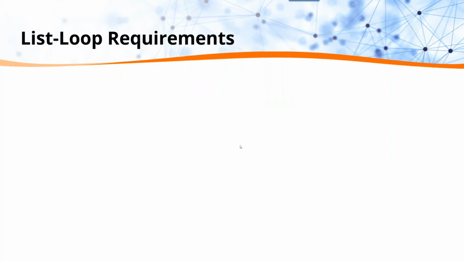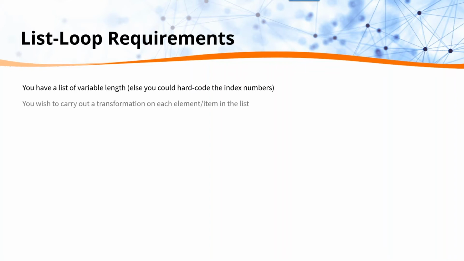But like Laura before, I'm just going to say that you don't always need to use a loop when you have a list. So what do you need? Well, obviously you need a list. It's probably going to be variable length. If it was a fixed list of 2 elements, you could just put the transformer down and hard code it. So you want to carry out a transformation on each element in that list.